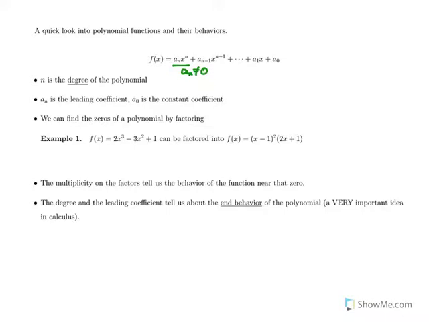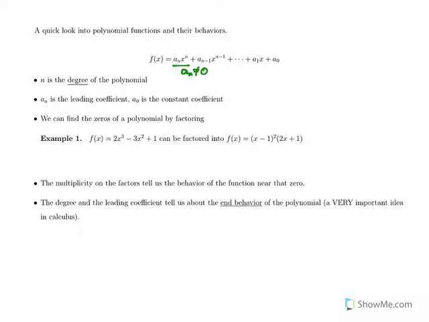n is called the degree of the polynomial. That's the largest power of x that we have. a sub n is the leading coefficient. It's the number attached to the highest power. And a naught is the constant coefficient. It's the thing that's just not attached to any x. We can find zeros of this polynomial by factoring.